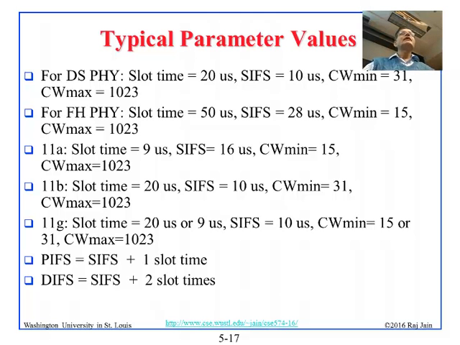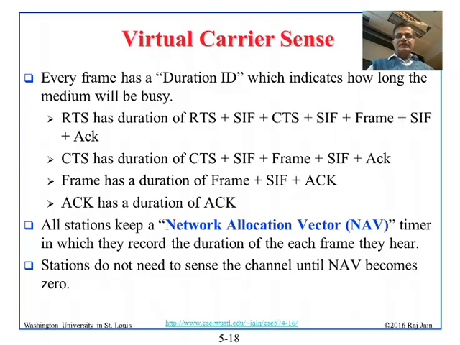Okay. So these are typical values. Now, this is called virtual carrier sense. Carrier sense is when you go to the wire and check every second. But here it is virtual, because we really don't go to the wire. We set the NAV timer, and only when the timer expires do we go and look at the wire, the wireless medium in this case. You sense the medium only after the NAV expires. So the NAV actually makes it virtual.